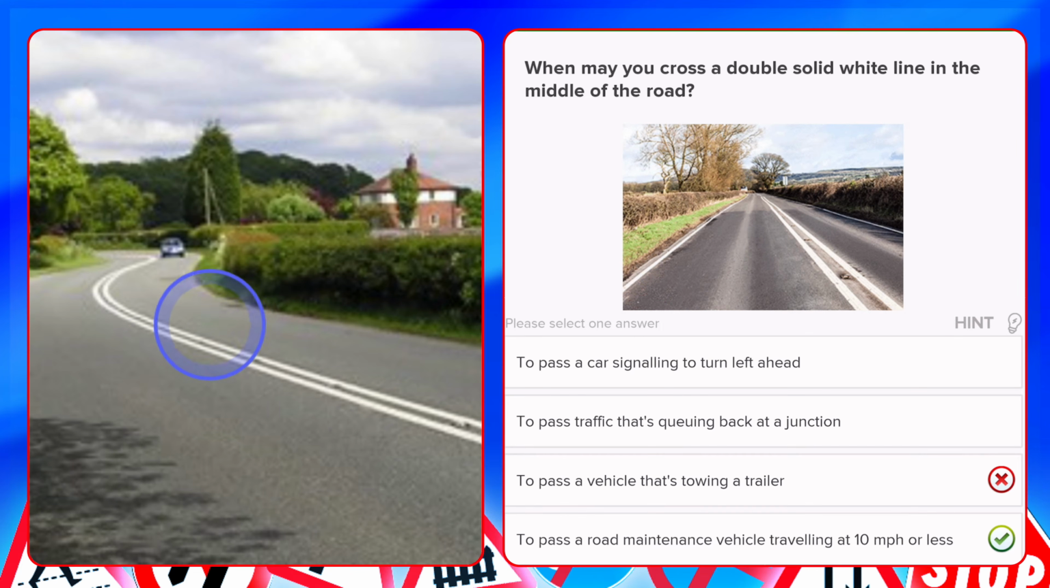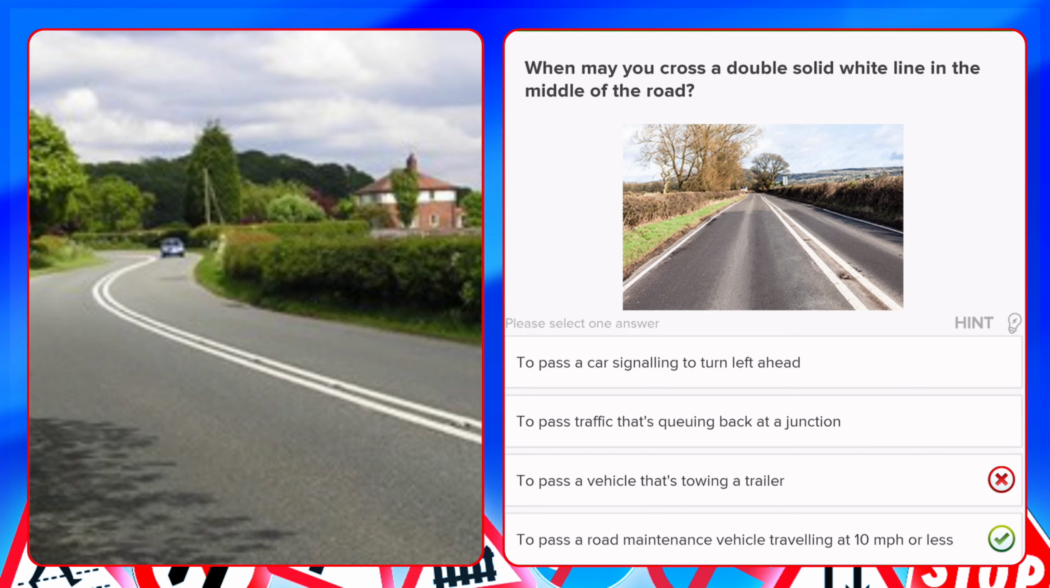So this is the double solid white line in the middle of the road. And the typical question with that one is, when may you cross a double solid white line in the middle of the road? The correct answer is to pass a road maintenance vehicle traveling at 10 miles an hour or less. Sometimes they can give you a cyclist doing 10 miles an hour or less. Sometimes they can throw a 12 miles an hour in there as well.